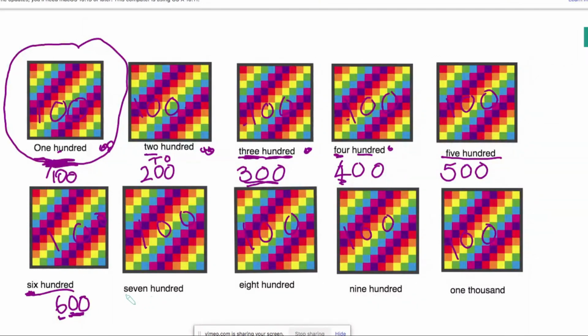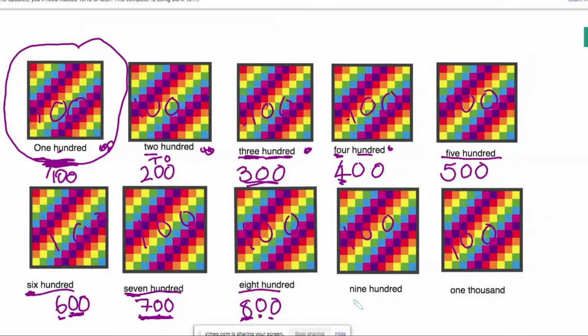600. Fabulous. Now moving on to 700. Again, it's got to start with a 7 because we've got that number 7 here. 7, no tens, no ones, 700. And these are 3-digit numbers because they have 3 numbers. 1, 2, 3. Fantastic. Okay, next one, 800. Starts with an 8. 800s, no tens, no ones.